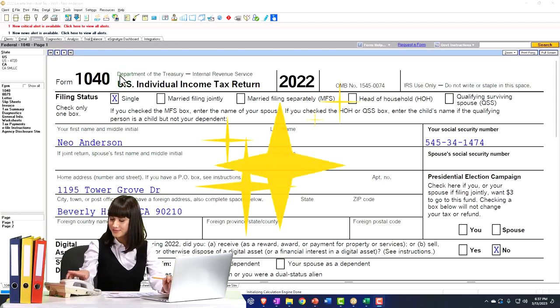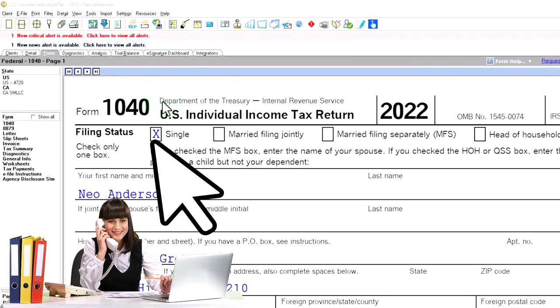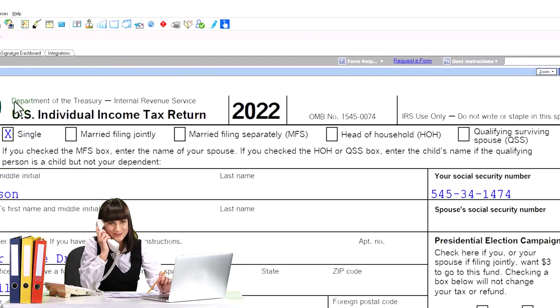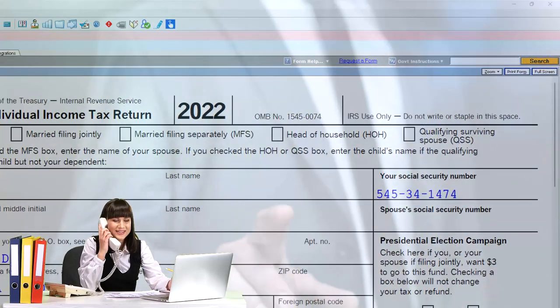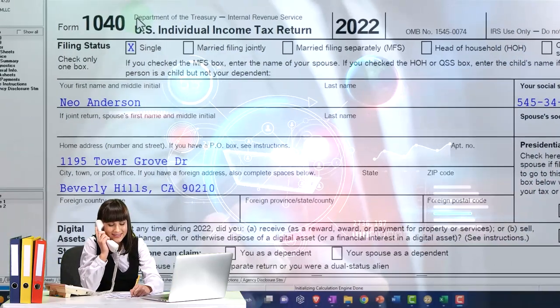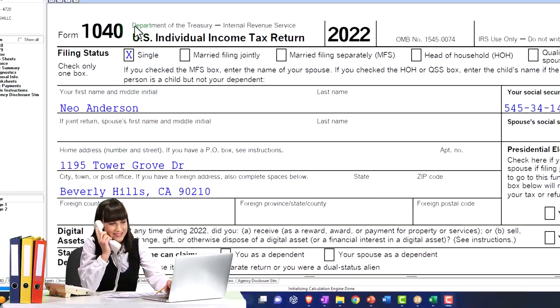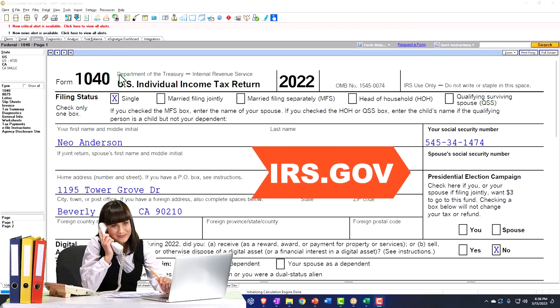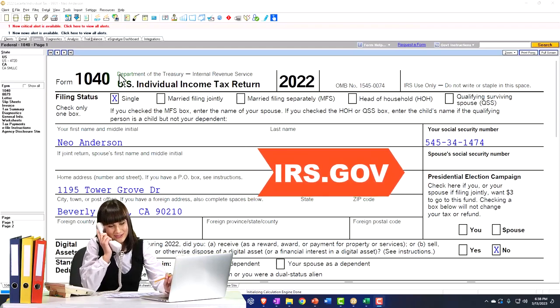Here we are in our example form 1040, populated using Lacerte tax software. You don't need tax software to follow along, but it's a great tool to run scenarios with. You can also get access to the form 1040 related forms and schedules on the IRS website, irs.gov.